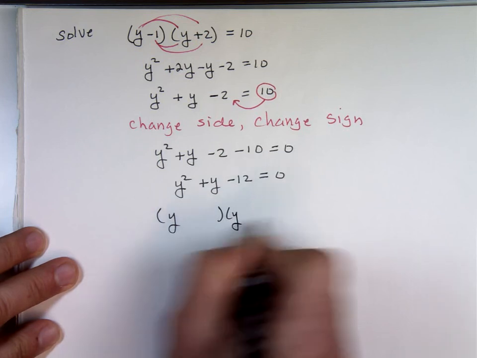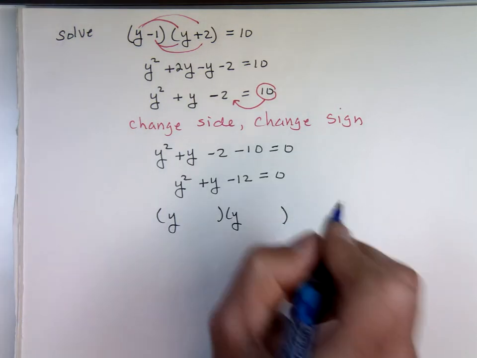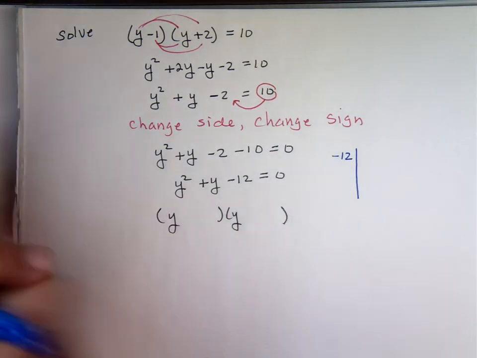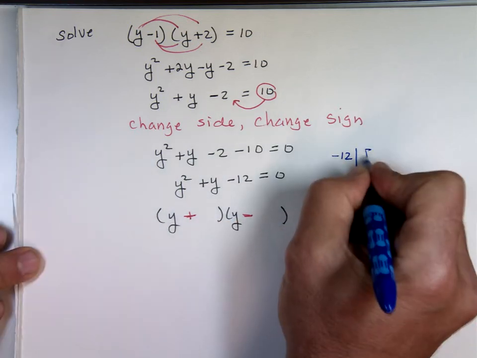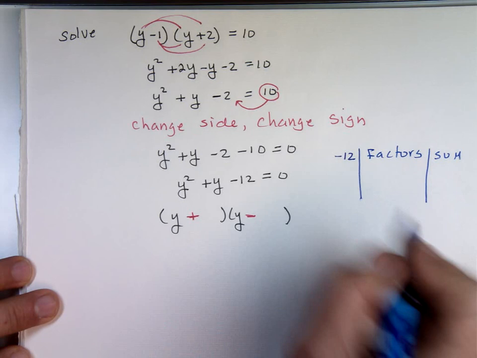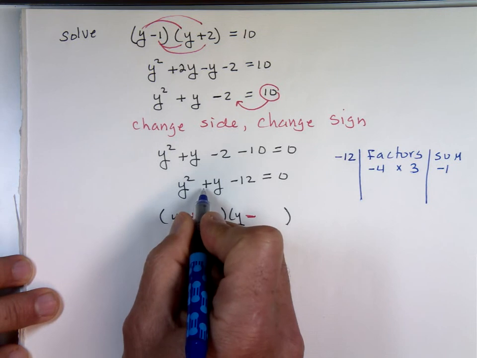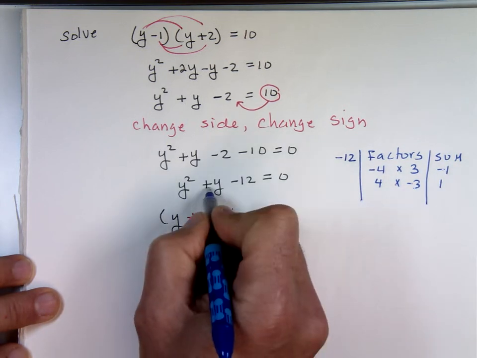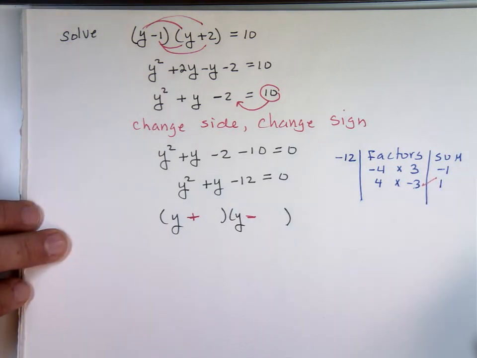Notice the leading coefficient is 1, so that's an easier one. I didn't say easy, easier. So we take the -12. Since the signs are different, one is going to be positive, one is going to be negative. Let's write the factors of -12 and their sum. How about -4 times a 3? That's a -1. Nope, that doesn't match. How about a 4 times a -3? That's a 1. That does match. So these are the correct factors. The negative goes with the 3. The positive goes with the 4.